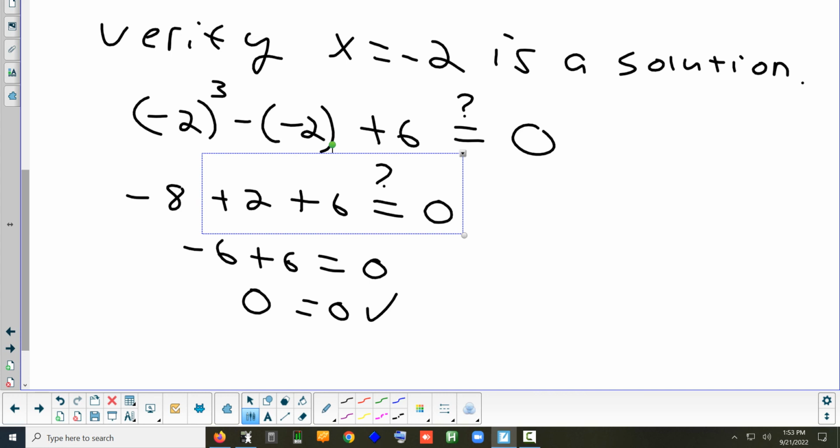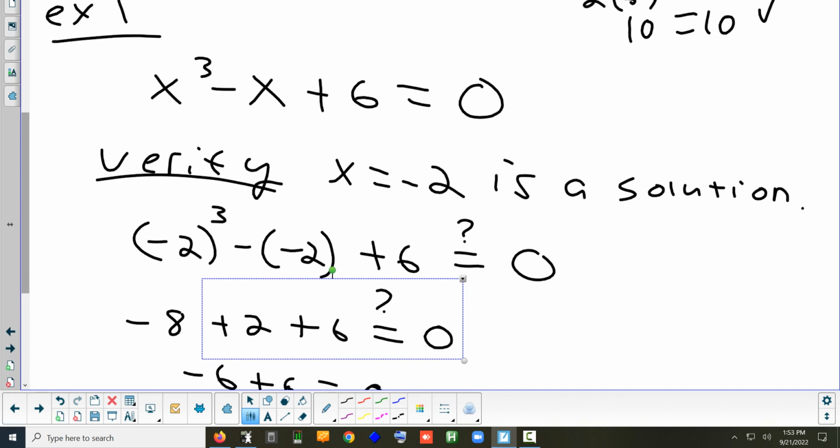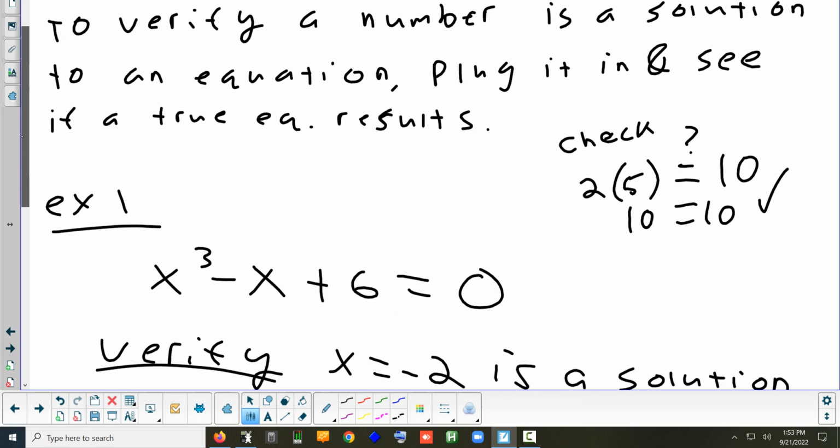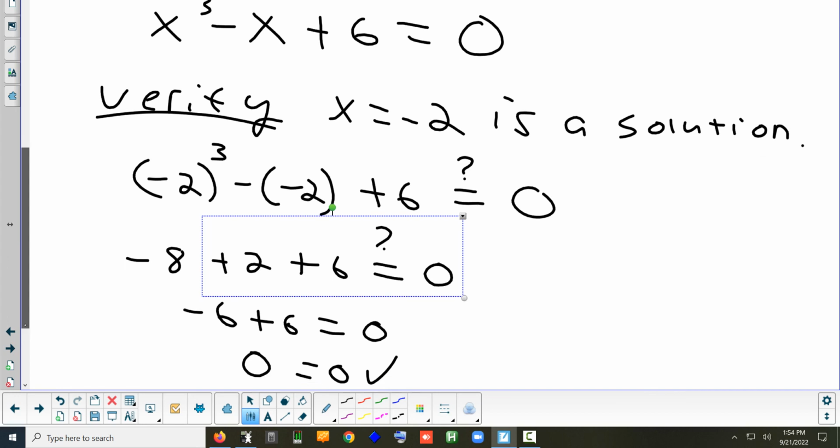So is -2 a solution? Yeah. Is it the only solution? Well, I don't know. But I know -2 is a solution. Okay. Any questions on what it means to verify that a number is a solution? Okay.